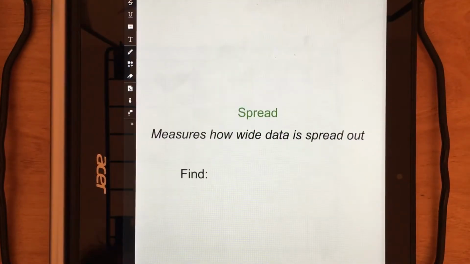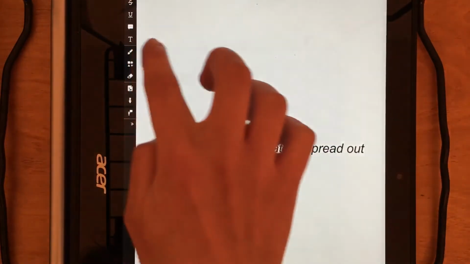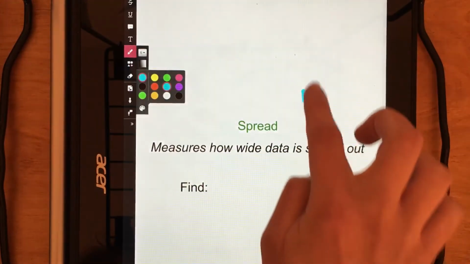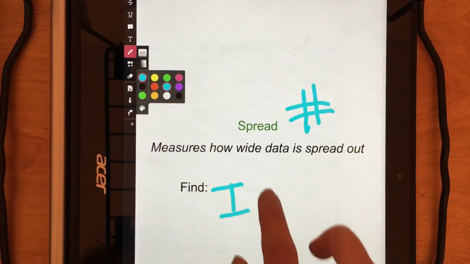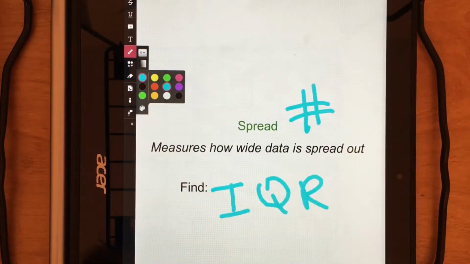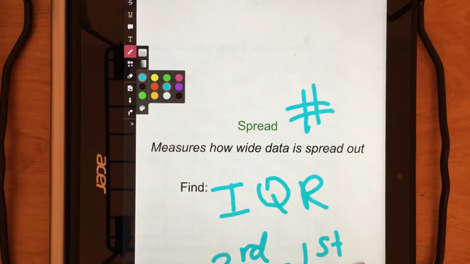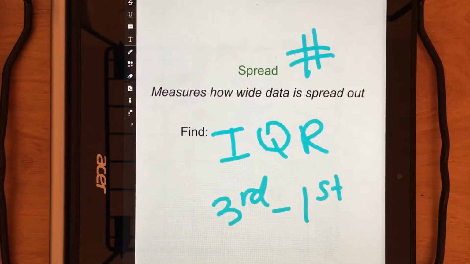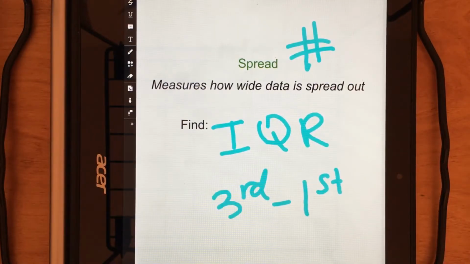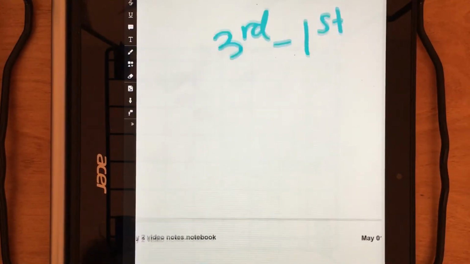Okay? Almost done. Spread is, again, another way to show how spread out it is, but it's going to be a number. And it's actually something you already know how to find. It's the interquartile range. So that was, we took the 3rd quartile minus the 1st quartile. So that's something you actually already know how to do, but we're just going to give it a new fancy name. So that is called the spread, which is the same thing as the interquartile range.